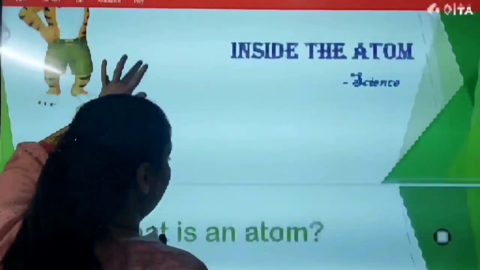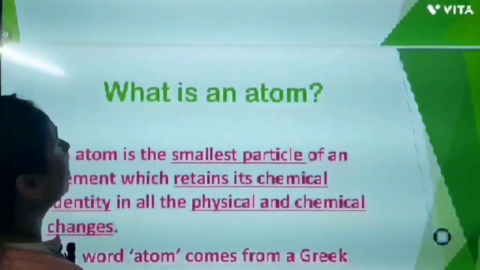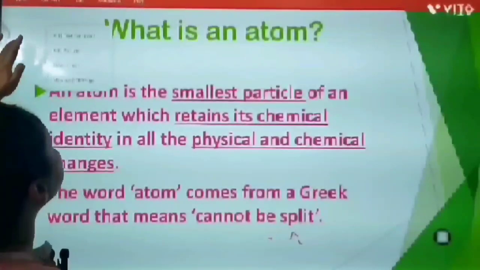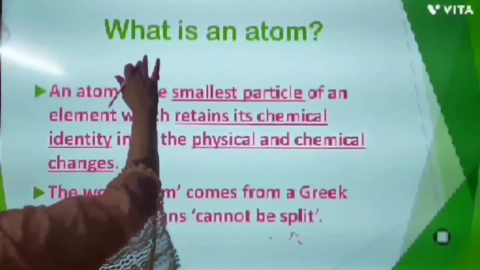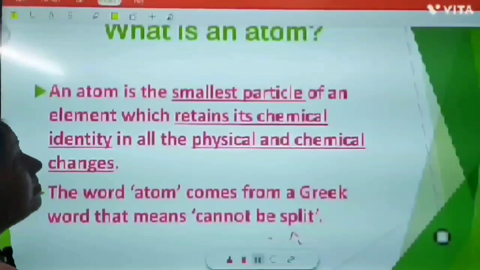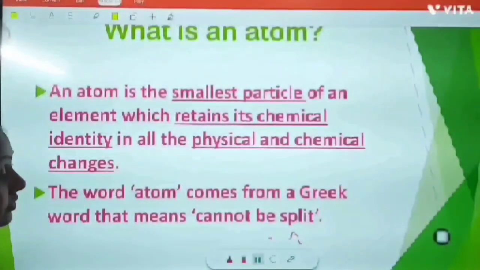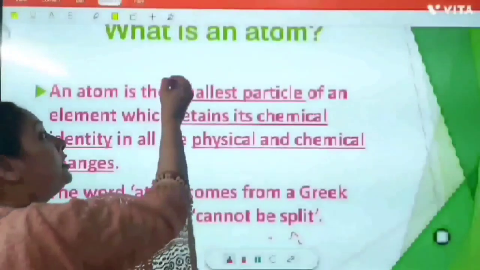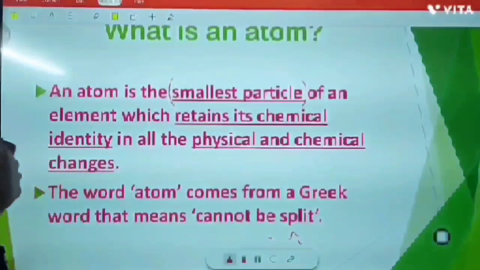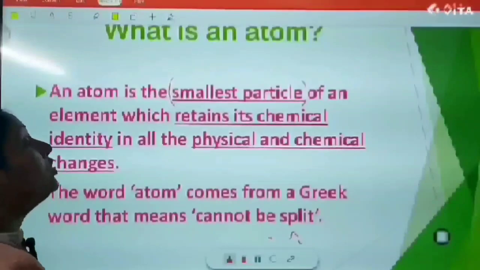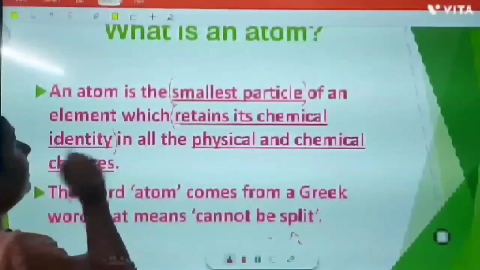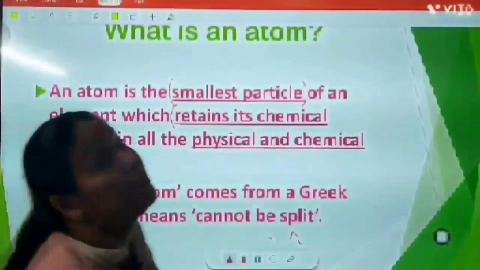Okay, so let's find out what is an atom. It says an atom is the smallest particle. What is an atom? It is the smallest particle of an element which retains its chemical identity.